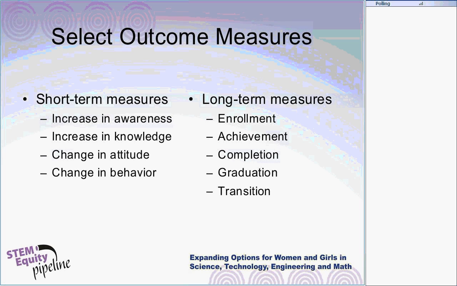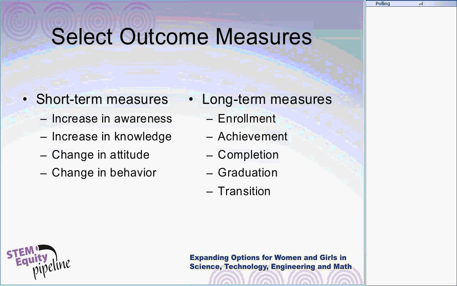Long-term measurements might be more like, did we see a change in enrollment? Did it increase test scores or grades? Were students more likely to complete a program as a result of participating in this piece? Graduation certainly is an outcome measurement, and certainly transition to employment or transition to post-secondary education, particularly in a certain career field or major, might also be a measurement of an outcome.